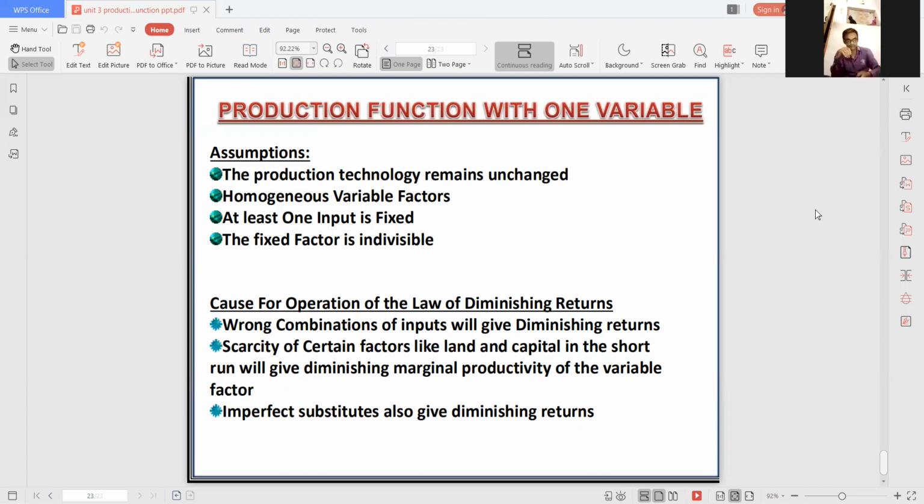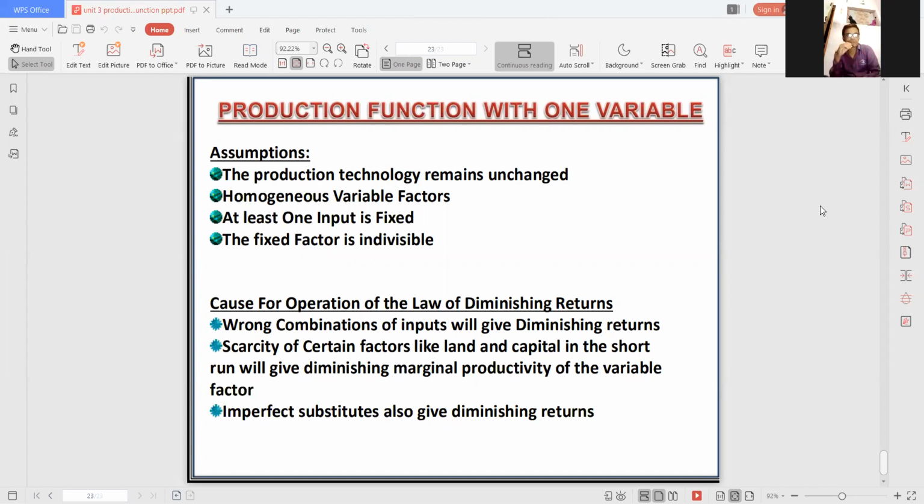I think you are getting it. Scarcity of certain factors like land and capital in the short run will give diminishing marginal productivity of the variable factor. Obviously, it is not always possible to increase the land, capital, machinery size and different technologies based upon the nature of the organization. At that time, what factor should be kept constant and what factor should be expanded or changed in order to increase production up to a certain level. Such things should be noted to make the exercise fruitful and generate profits for the organization.